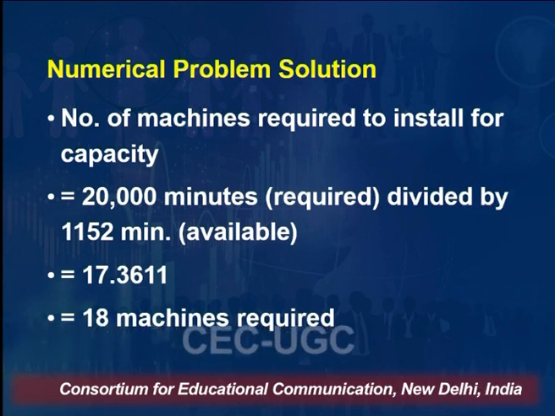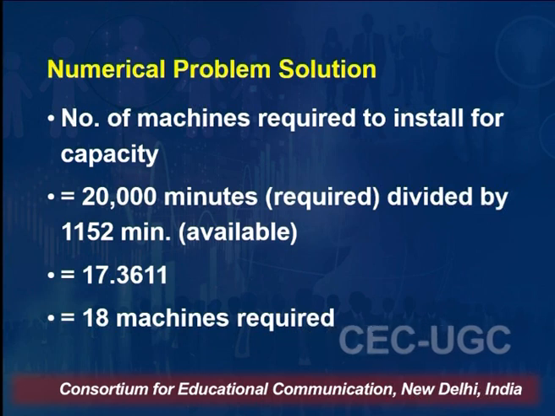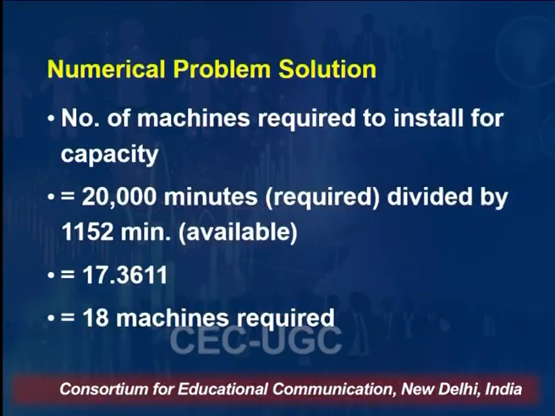This is how you solve these problems. This is how we solve, in actual life also, what capacity is required, based on the demand and the requirement, the availability of minutes in 1 shift, 2 shifts or 3 shifts, and how much processing time is taken for each part. So here you have calculated that 18 machines are required.